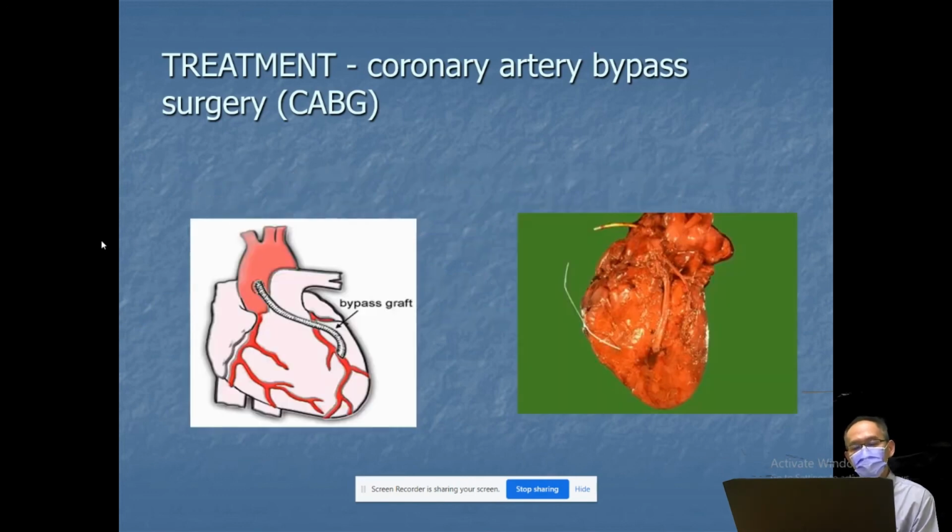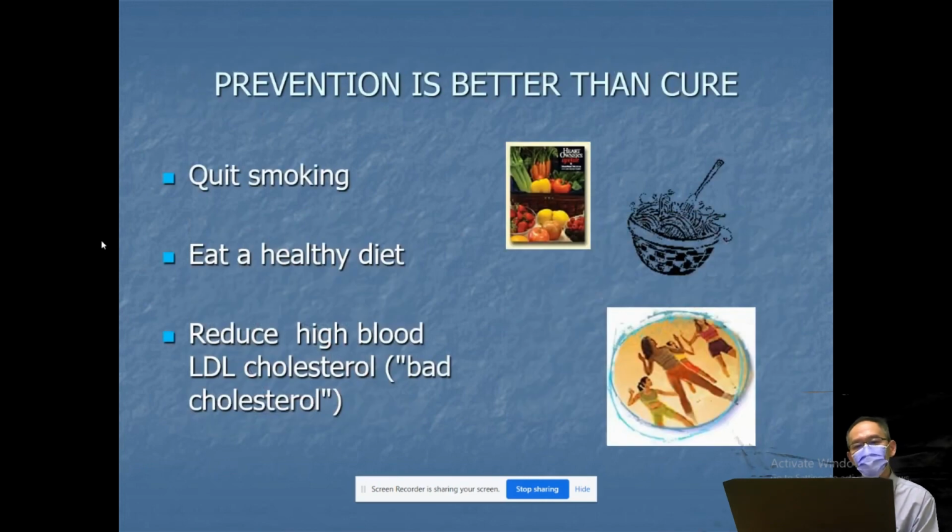And you can see that they use a vein here to bypass from the aorta, past the blockage area, and go distal to the vessels, right? This is a bypass. Of course, prevention is better than cure.